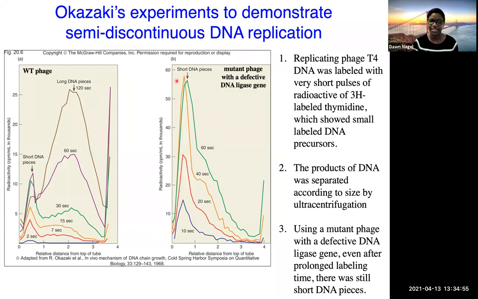So what they suggested is that, yes, they're being made, but they're not being stitched together, because if they were being stitched together, they would be towards the bottom of the tube. It will still be as high in terms of radioactivity, but it will be at the bottom of the tube. And the reason that they're not being stitched together is because you don't have a functional ligase to be able to do that. Okay, so this was really the experiment that showed that these pieces of DNA were being made on the lagging strand, and ligase was responsible for stitching them together. Okay.